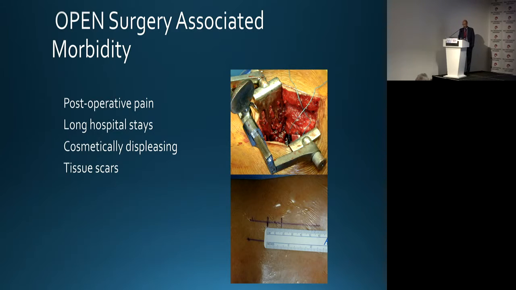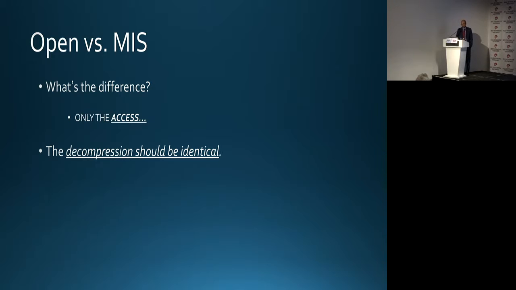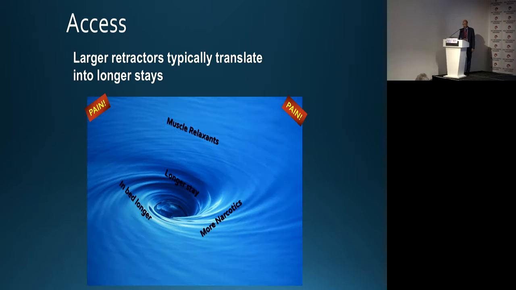So we know open surgery is associated with morbidity. There is more post-operative pain. There's longer hospital stay. Cosmetically, it's displeasing. And there are scars, and those scars can give rise to problems later on as well. So what's the difference? It's only the access. The decompression has to be identical. So the goal has to be achieved in both surgeries.